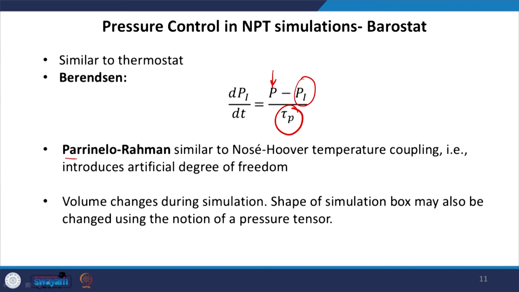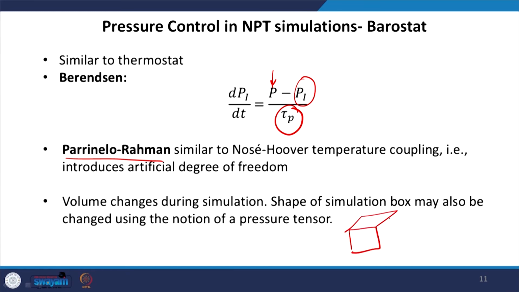And similar to the Nosé-Hoover temperature coupling, where we introduced an artificial variable for the bath, there is a Parrinello-Rahman method that introduces an artificial degree of freedom to account for the effect of the bath. In that case, the bath is kind of applying the pressure on the system or controlling the pressure of the system, just like the bath was controlling the temperature of the system in the case of the thermostat.